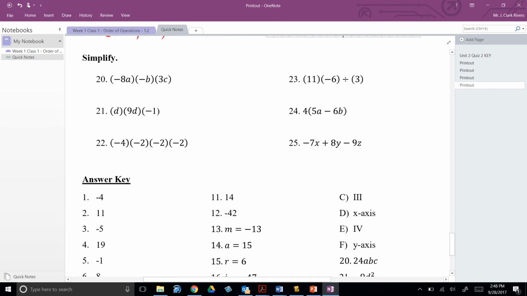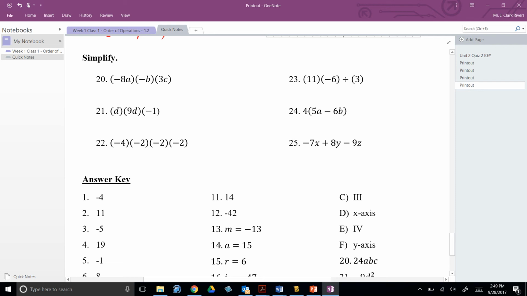All right, let's take a look at some of these. This is probably where you're having a lot of troubles, if you're having any. Let's see here. I will start with number 20. So we've got negative 8a multiplied by negative b multiplied by 3c. Okay, I want you to think about the coefficients of each of these terms. The coefficient of the a term is negative 8. The coefficient of the b term is negative 1. The coefficient of the c term is 3.